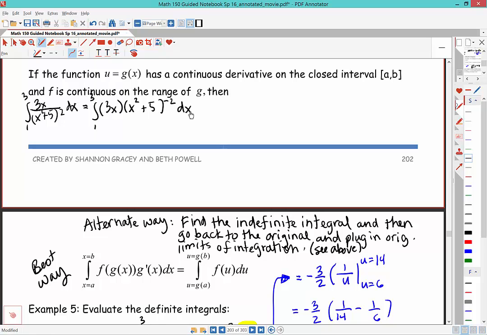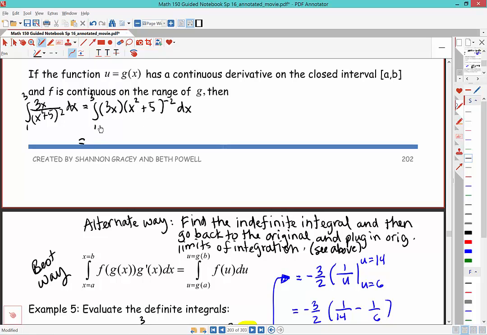And this method is really more for people that like the pattern recognition, okay? If you're doing the u sub, it's way better to do what we did below. But if you're a pattern recognition person, right, what you would see is that what are you going to need, right? You're going to need to have a 2x, aren't you? Because your g of x is x squared plus 5.